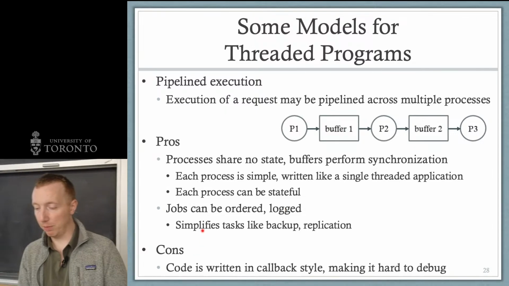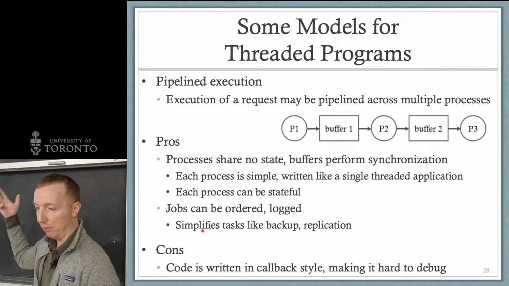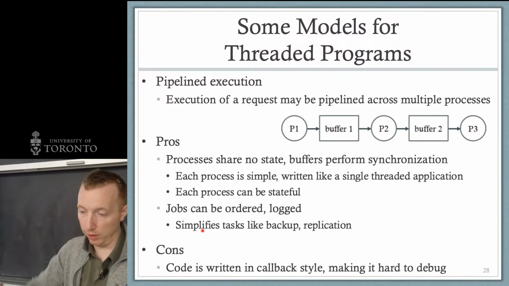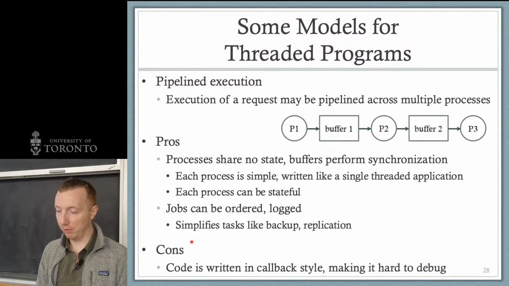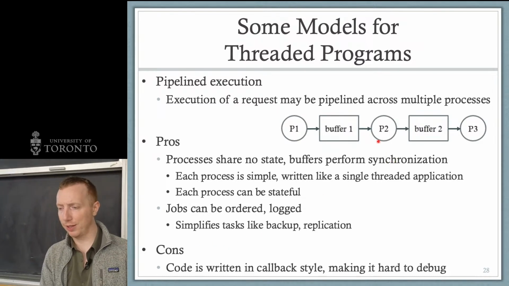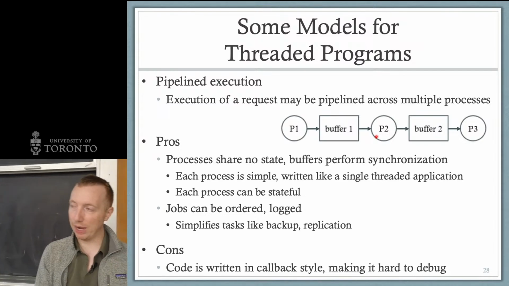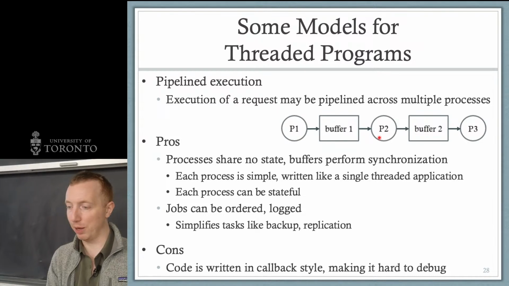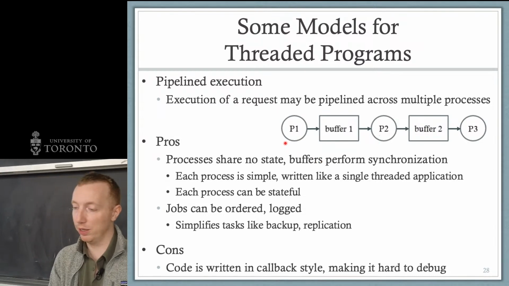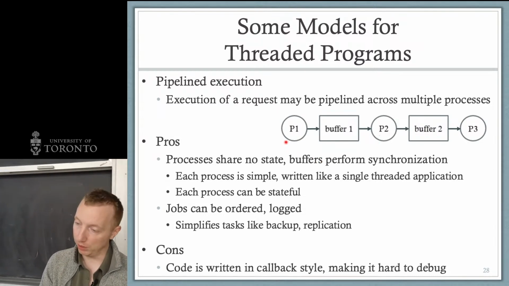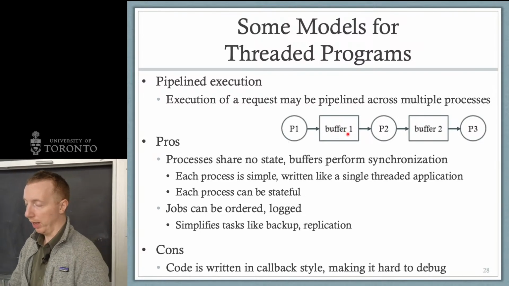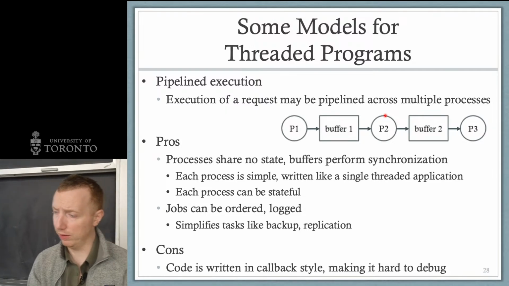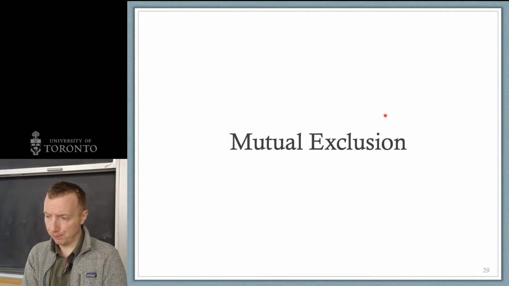It simplifies some jobs. It's easier if you just have a set dependency order. But code is written in some callback style. It's hard to debug. I can't send messages back up. They only go one way. I can't easily send a message from P2 to P1. I can only send messages from P1 to P2. And if anything goes wrong, it's hard to tell which process actually had an issue.